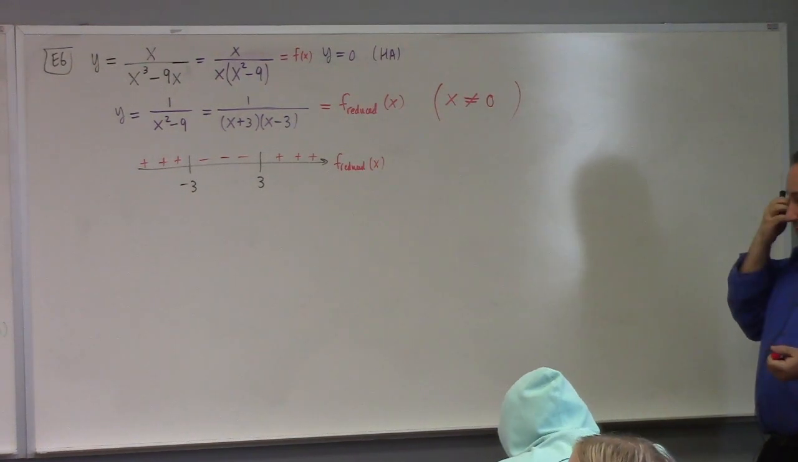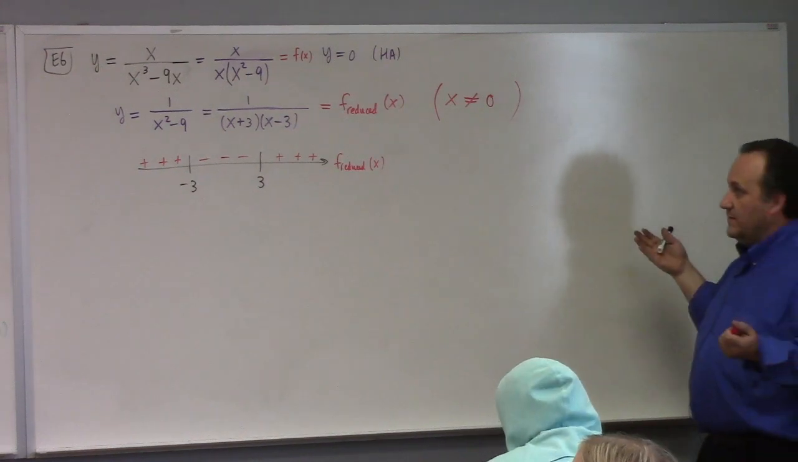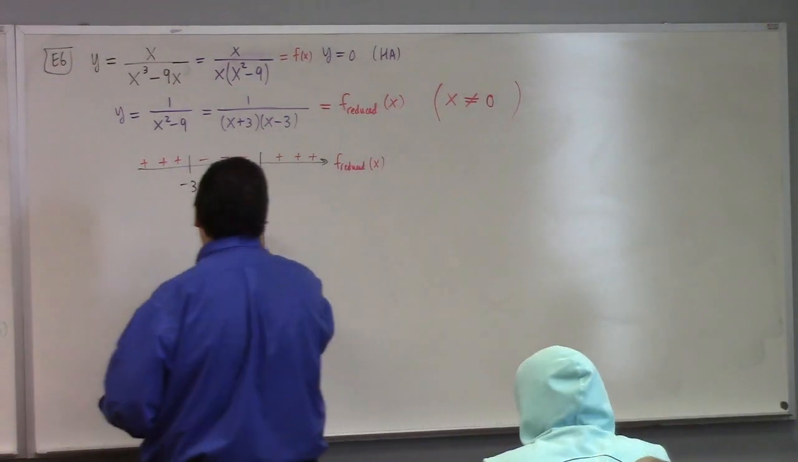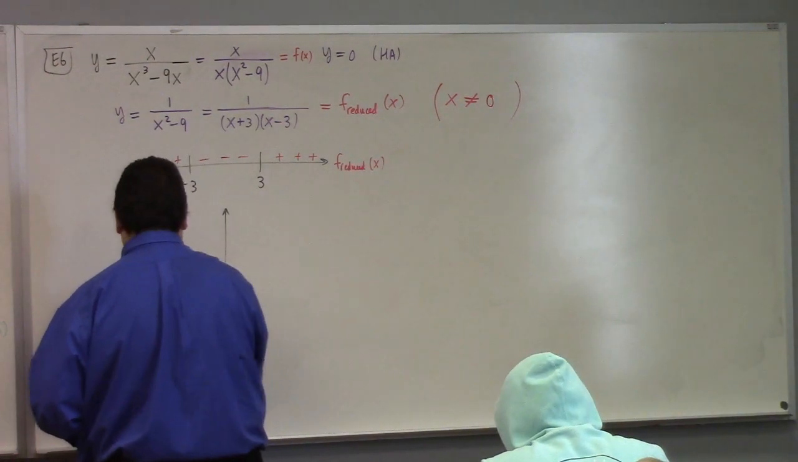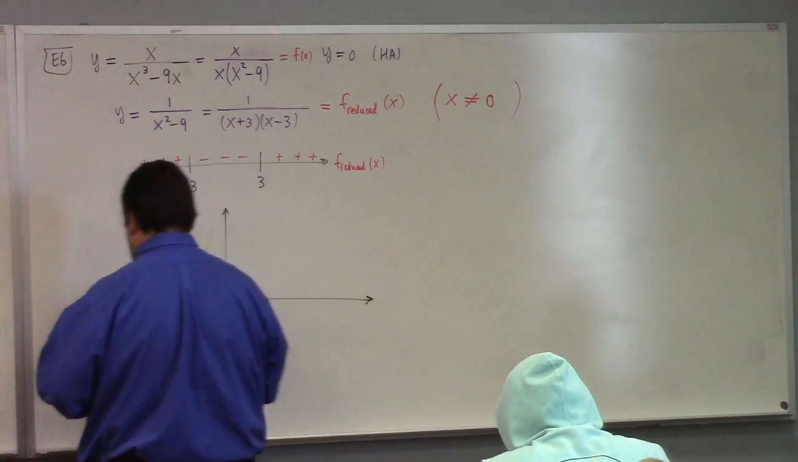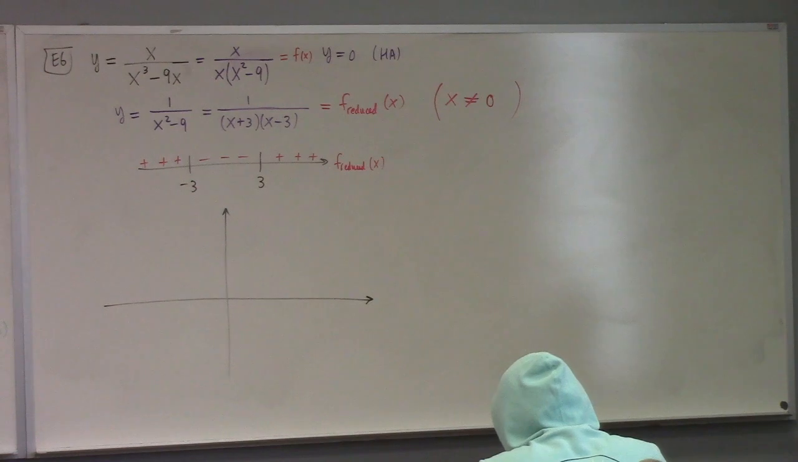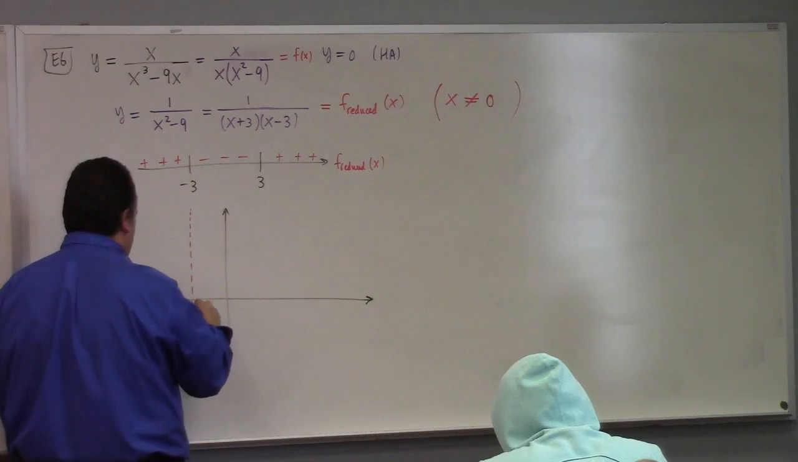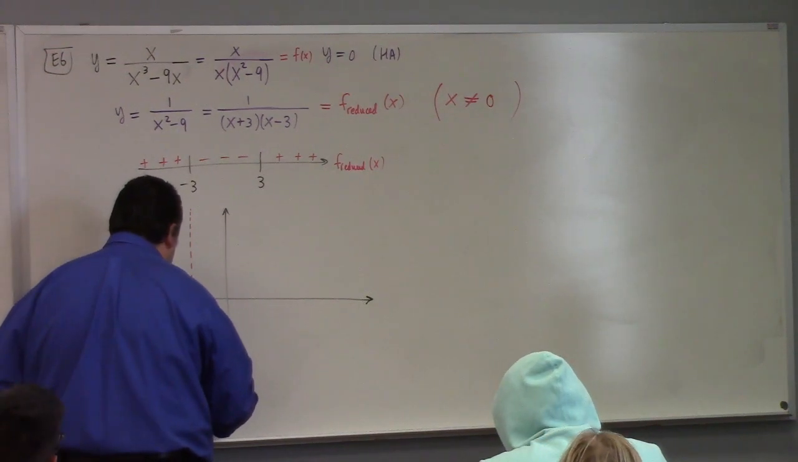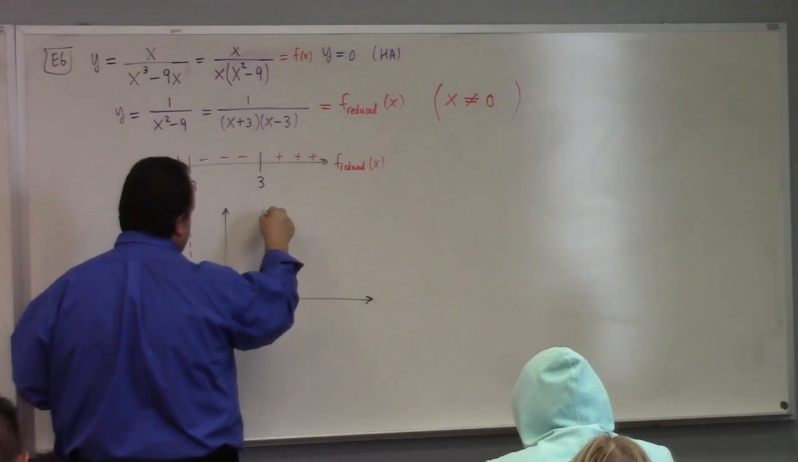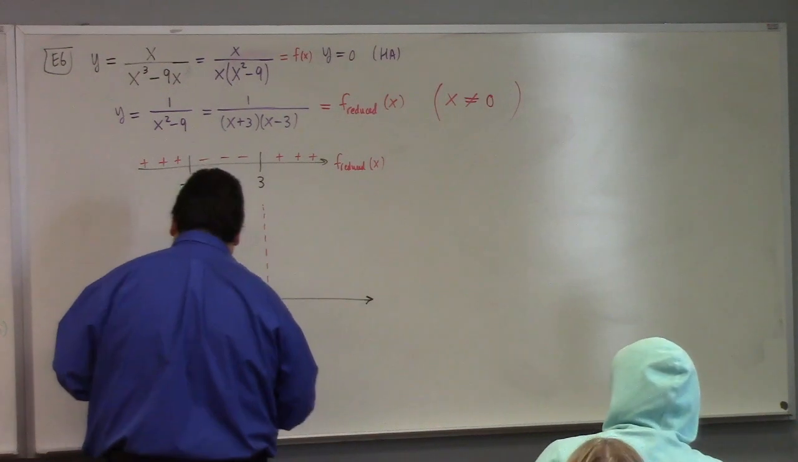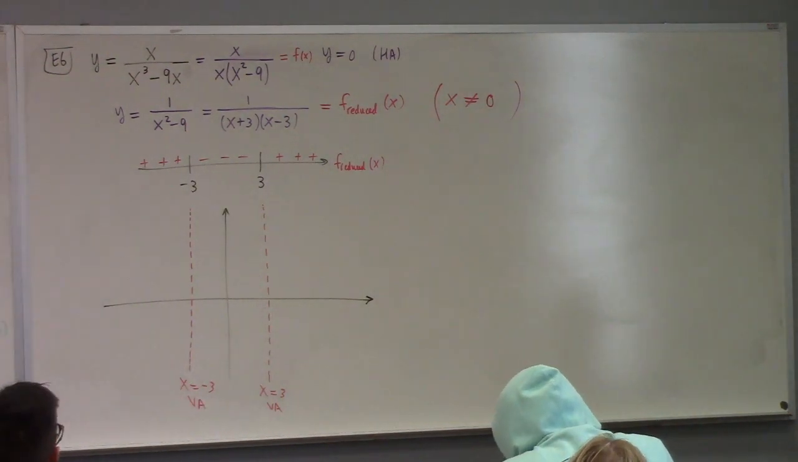Well, there is something to worry about there. But anyway, okay, great. We know the horizontal asymptote's 0. Let's graph this thing. My y-axis is right in the middle here, like so. My vertical asymptotes are x equals minus 3 and 3. My horizontal asymptote is the x-axis itself, so that's nice, right?